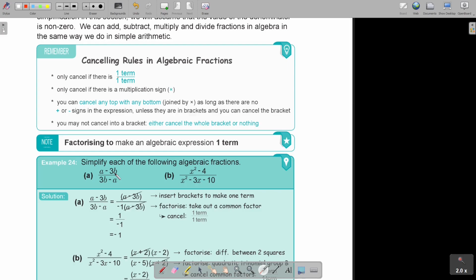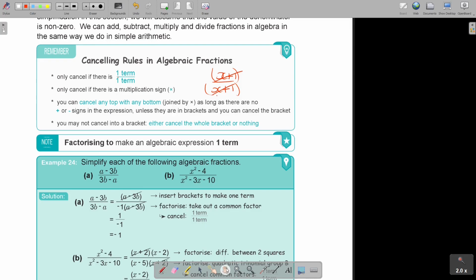I only cancel if there's a multiplication sign. You can cancel any top with any bottom, joined by multiply, as long as there are no plus or minus signs in the expression, unless they are in brackets and you can cancel the bracket. Meaning, say for example, you have x and you have x plus 1. You cannot cancel this x because there's two terms. There's one, there's two. But say for example, there is an x plus 1 on top and an x plus 1 at the bottom, then that whole bracket can cancel that bracket.